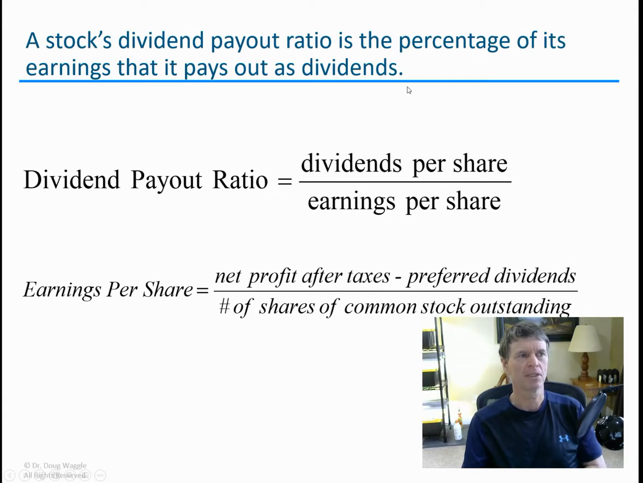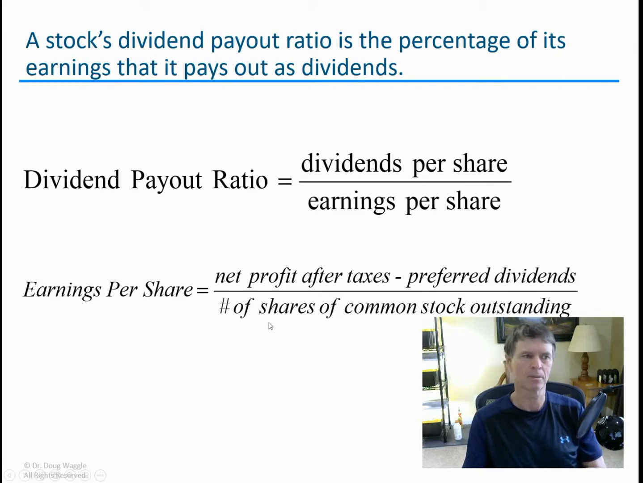Now, here we go. A stock's dividend payout ratio is just what percentage of its earnings it pays out as dividends. So imagine a company makes $3 a share. If it pays $2 per share in dividends, it is paying out 2/3 of its earnings as dividends. So that's the dividend payout ratio. What percentage of the company's earnings does it pay out as dividends?